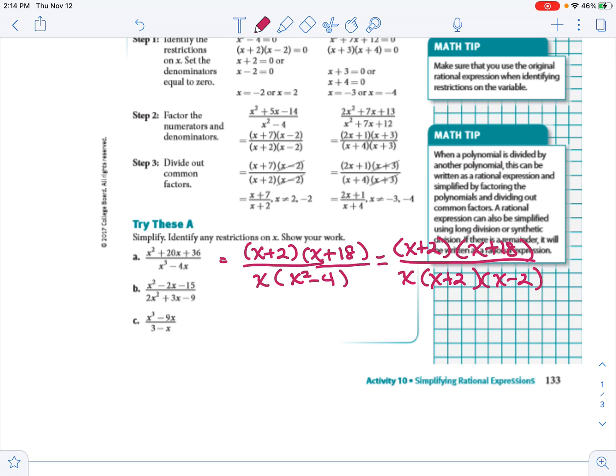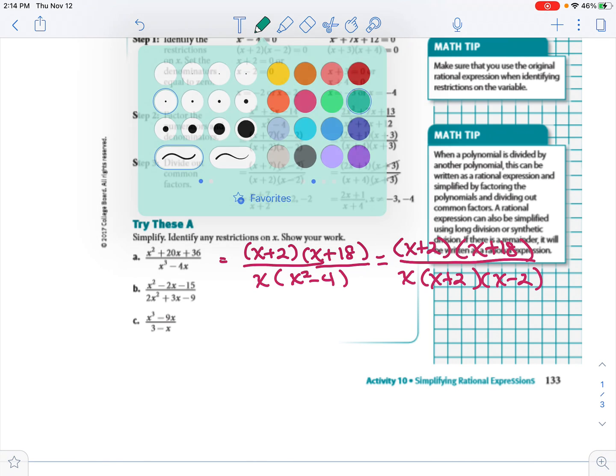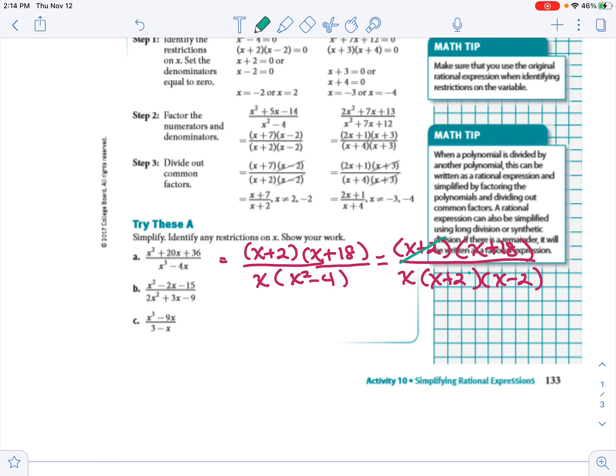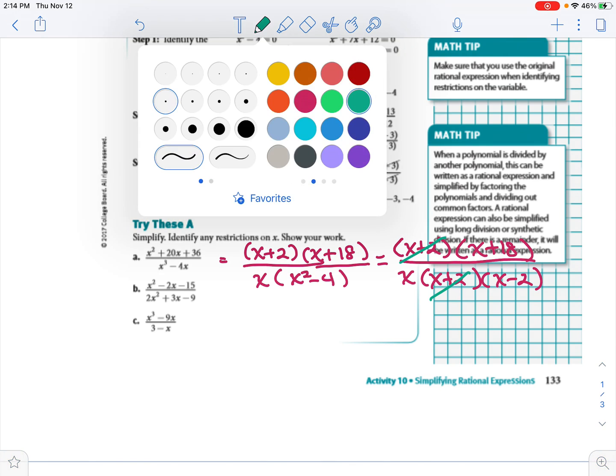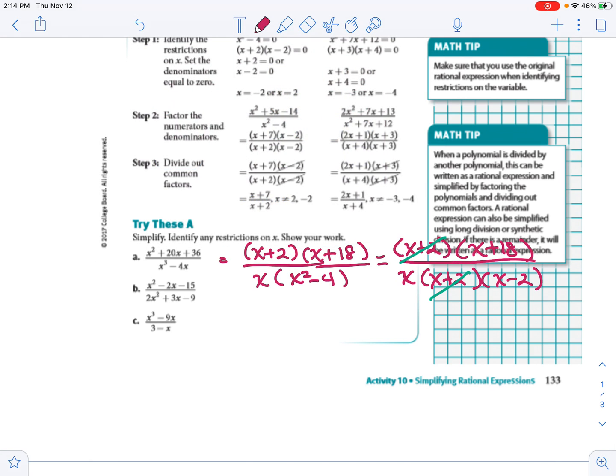Okay, so we factored. Now we can divide out any common factors, which we have a couple. So we're going to divide out the x plus 2 and the x plus 2. And what we have left after we're done dividing out is x plus 18 on top, and on the bottom we have x times x minus 2. So that's the simplified expression. That's what we want to do first, is to simplify the expression.